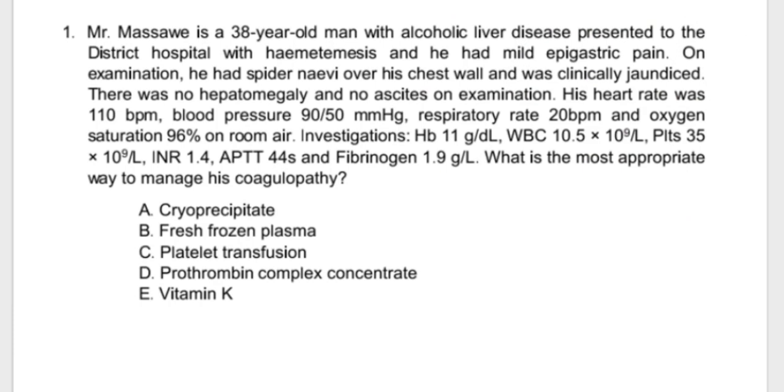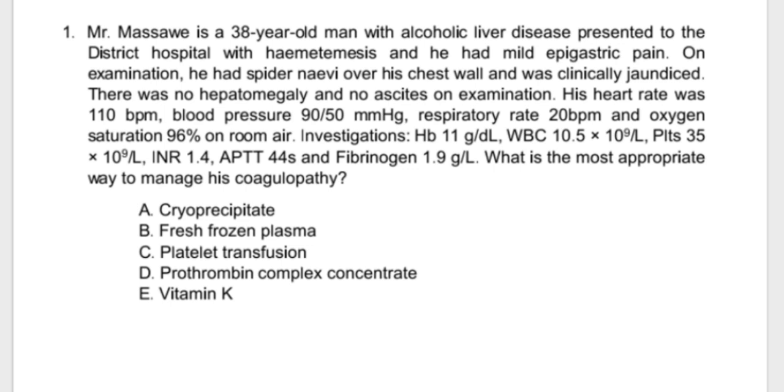Question number 1. Mr. Masawe is a 38-year-old man with alcoholic liver disease presented to the district hospital with hematemesis, and he had mild gastric pain. On examination, he had spider nevi over his chest wall and was clinically jaundiced. There was no hepatomegaly and no ascites on examination.